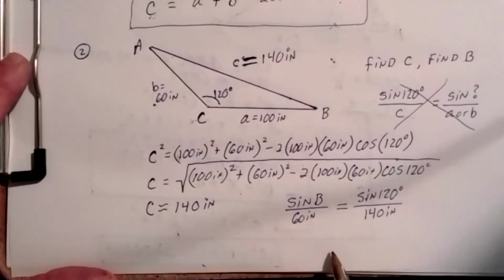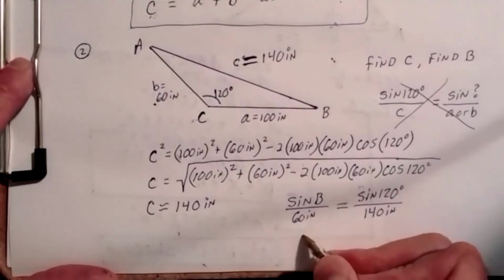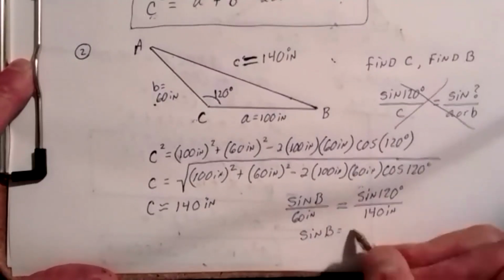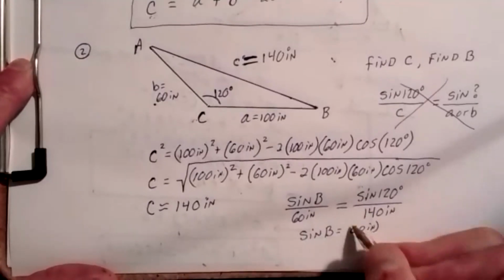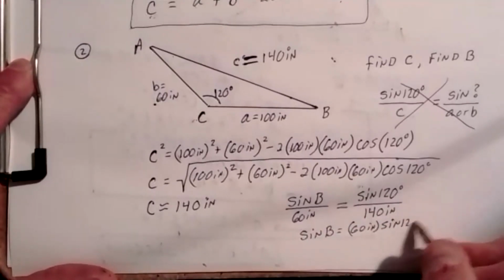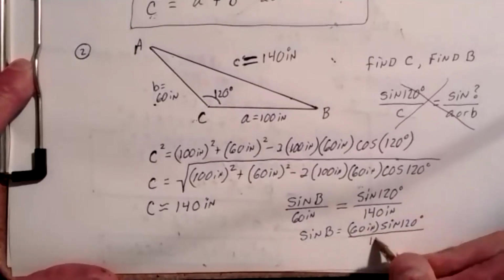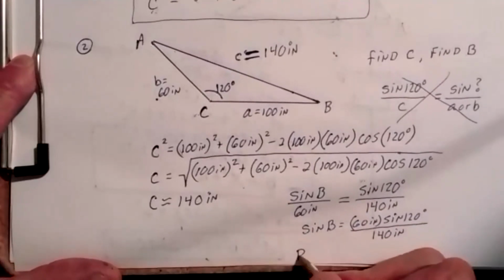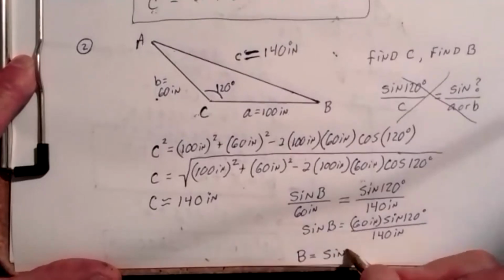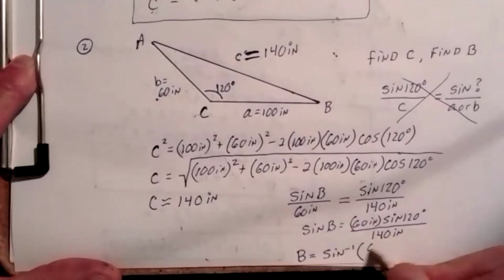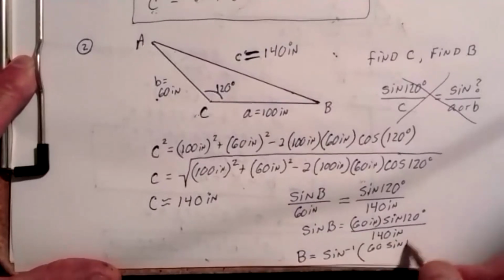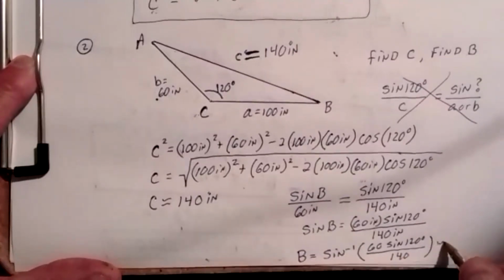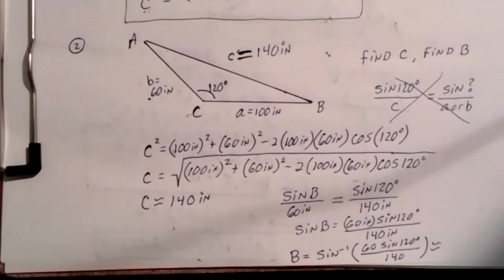Cross multiplying, equating the cross products, and dividing by 140 inches on both sides of our equation, we have the sine of angle B is equal to 60 inches times the sine of 120 degrees divided by 140 inches. To find the angle B here, we take the inverse sine of both sides of this equation. So we take the inverse sine of 60 times the sine of 120 degrees divided by 140. And approximately, what does that give us for angle B?